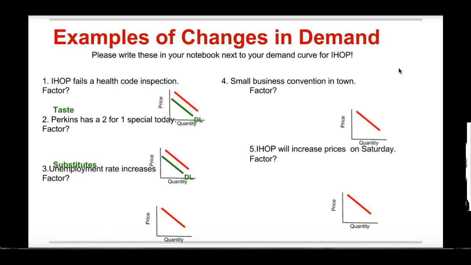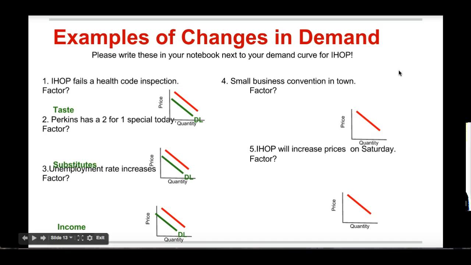Number 3 says the unemployment rate increases. If you said income, you would be correct. This is income because unemployment rate is talking about how many people have jobs. So if the unemployment rate increases, that means more and more people don't have jobs. If more people don't have a job, that means their income goes down, which is a left shift in demand for IHOP.